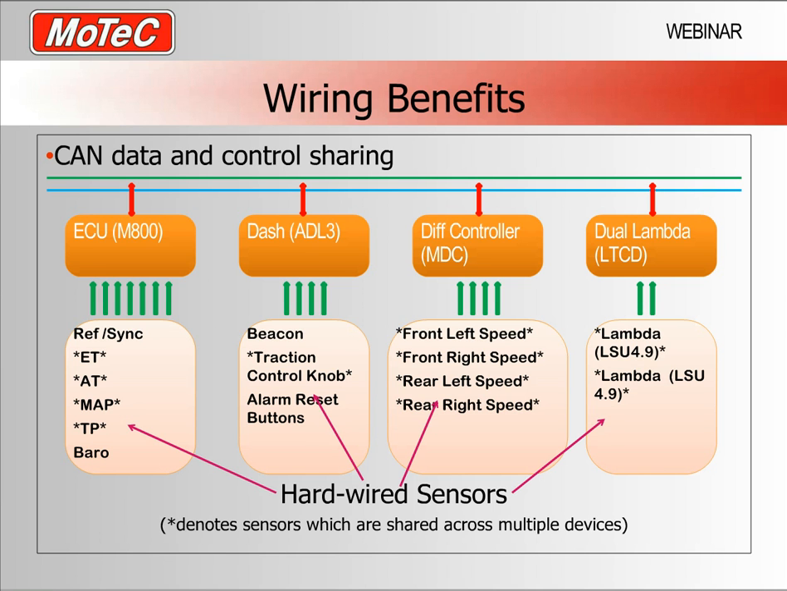And the last example I have here is what we call a dual lambda to CAN device, and that allows us to hardwire lambda sensors wherever they may be on the vehicle, and then transfer all of that information to the ECU via the CAN bus. So in this case, there's no use in the device itself. It is simply a converter that allows us to take sensors and deliver them on the CAN bus to other devices. So all of the asterisks show sensors that could quite easily be used by multiple devices. In addition, some of those are sensor channels and some of those are control channels, like our traction control knob.